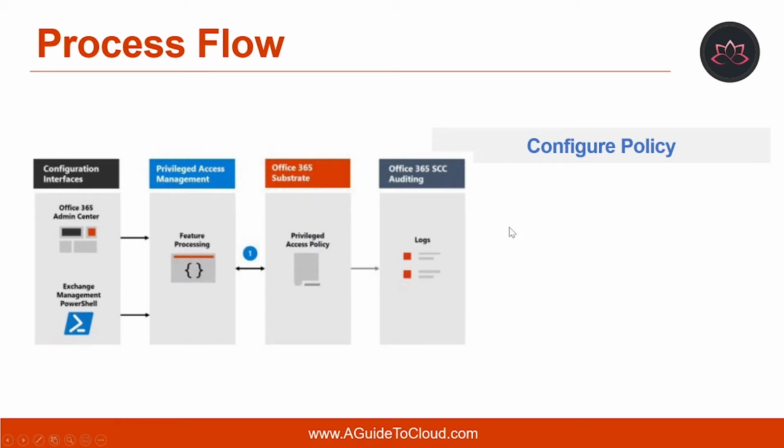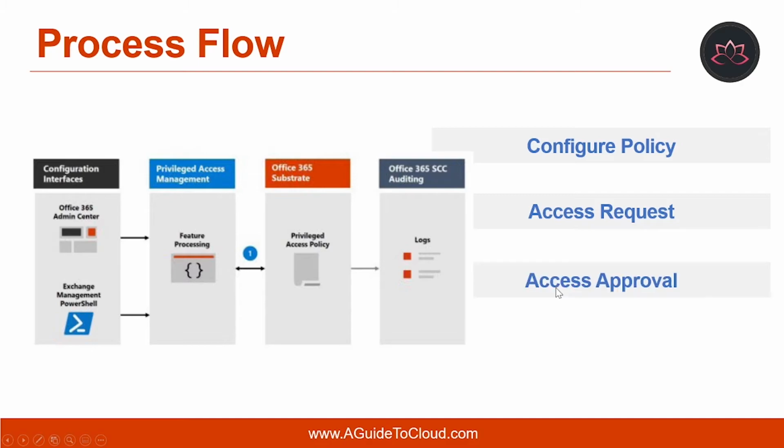The second step is access request. In Microsoft 365 Admin Center or Exchange Management PowerShell, users can request access to elevated or privileged tasks. The privileged access feature sends the request to the Office 365 substrate for processing against the configured privileged access policy and records the activity in the Office 365 Security and Compliance Center logs.